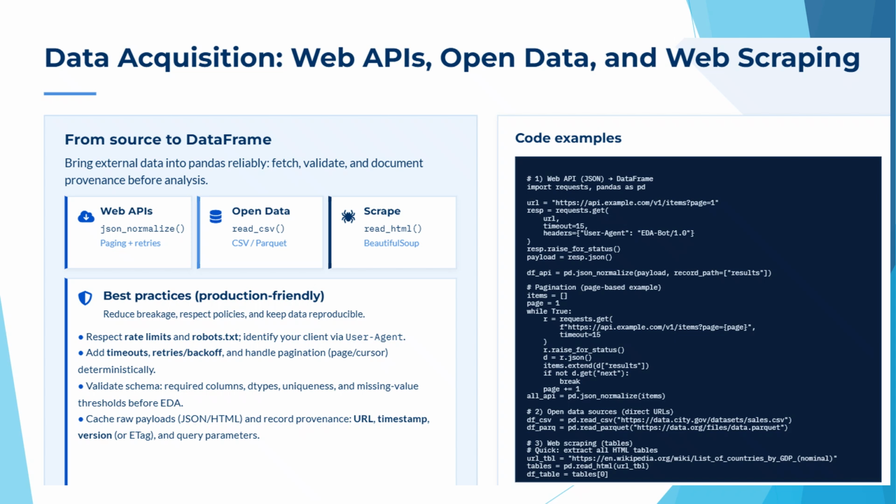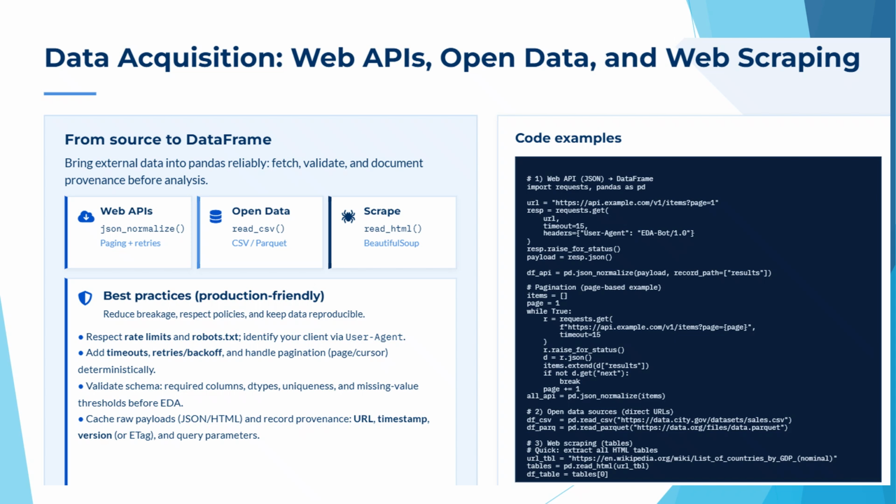First, a web API is accessed using the requests library, where a GET request is sent to the specified URL with parameters like timeouts and headers. The response is checked for errors using raise_for_status, and the JSON data is extracted and converted into a data frame using json_normalize. Pagination is handled using a loop that repeatedly fetches data from multiple pages until no further data is available.